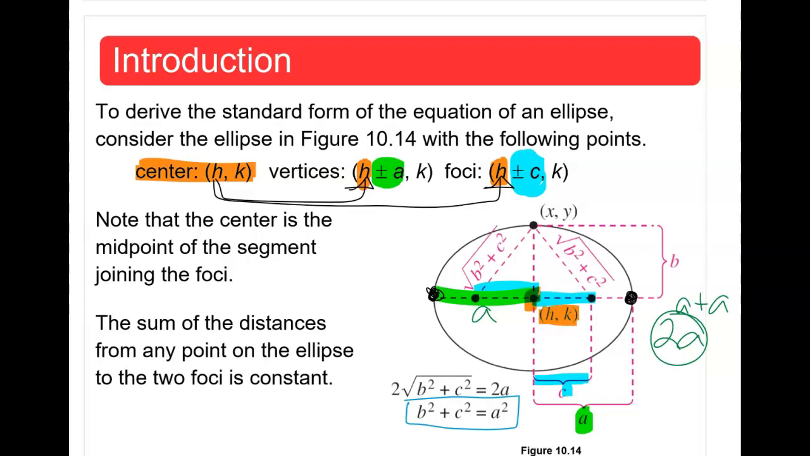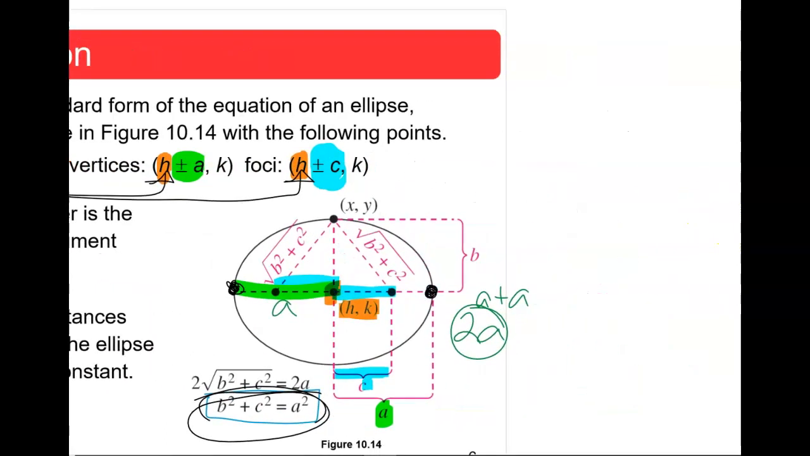So you have to be very comfortable with the formula here and also be able to manipulate it and know how to solve for the variables. So what I'm trying to say is you might want to write this in your notes. So if you have a squared is equal to b squared plus c squared, this is only true for the ellipse.